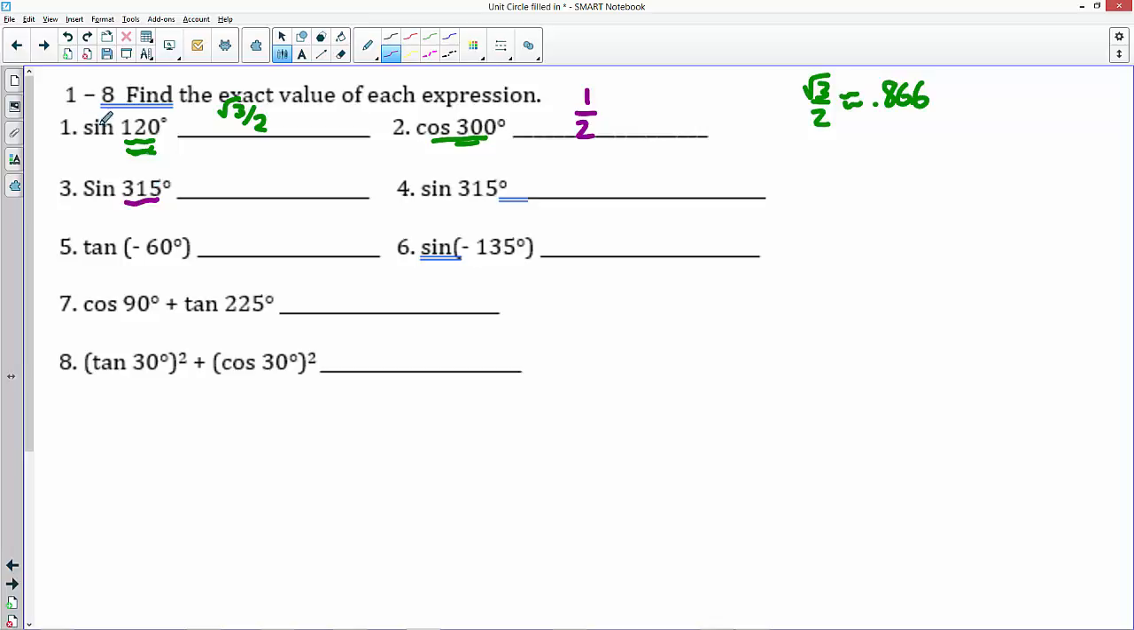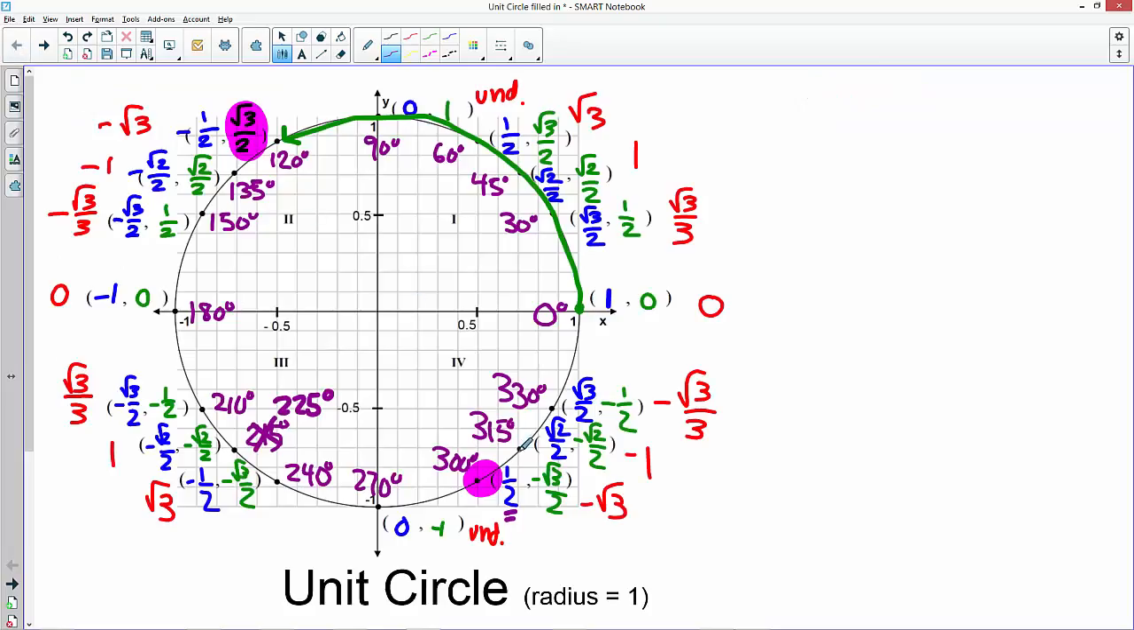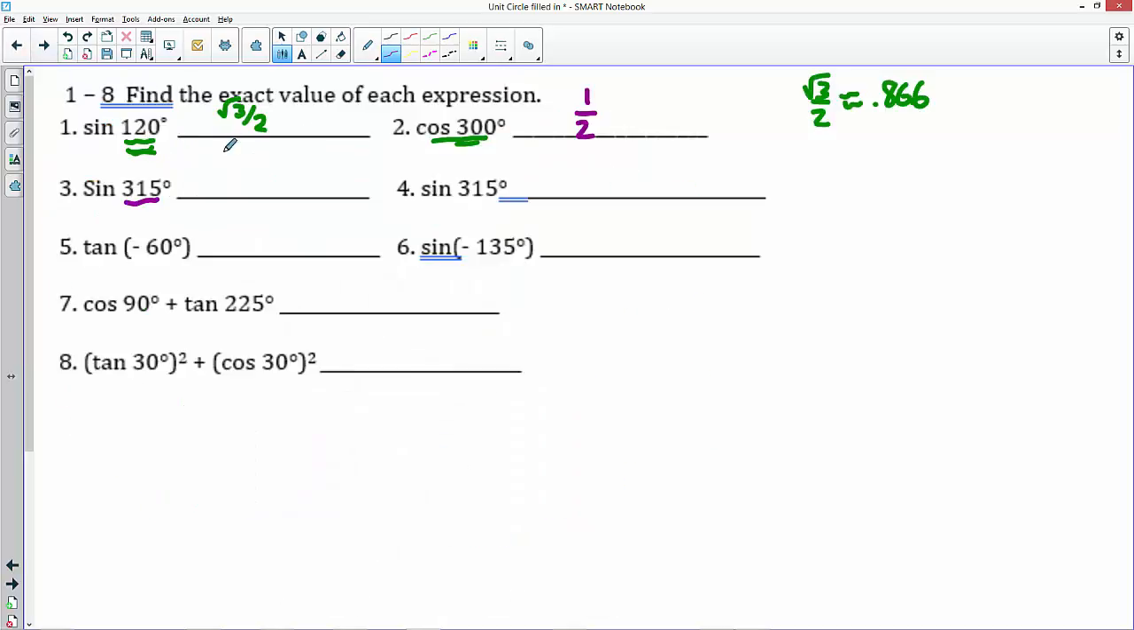Sine of 315, we go to the 315 dot. Here it is, right here. We look at the y value, minus radical 2/2. Done. Okay. I can't stress how easy this is once you've filled in the unit circle correctly. And of course, this is a duplicate problem, you don't have to do this one. You know to go around counterclockwise, okay?